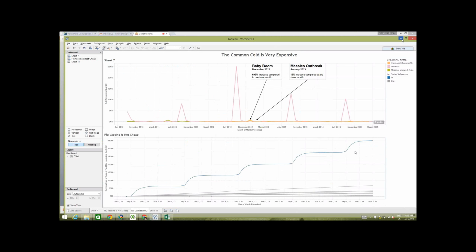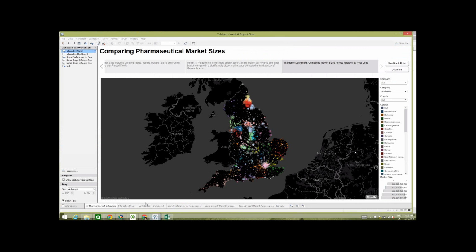So the other story that I originally wanted to talk about was that I wanted to understand the distribution of drugs by pharma companies across the UK. And what I used was a prescription database with chemical name, category, month prescribed, quantity, postal code, and I joined that against another postal code.